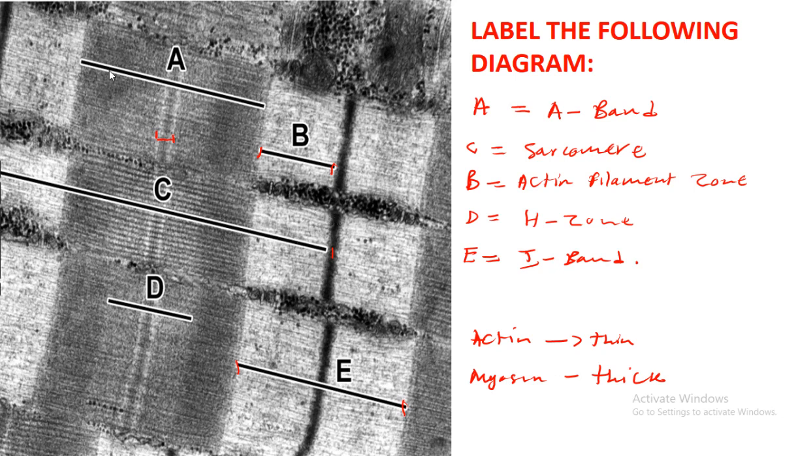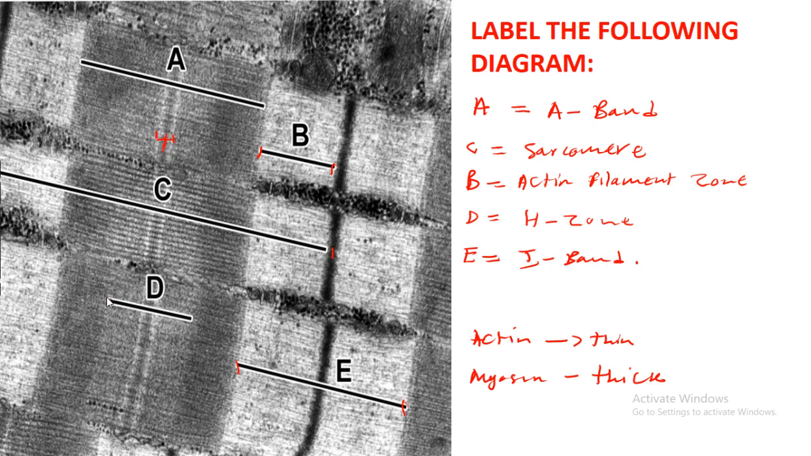So let's quickly go through. From there to there, it is the A band, which is dark and contains myosin. Then you have this part, which is the M line. Then you have from one Z line to another Z line, which is C, and this is called the sarcomere.